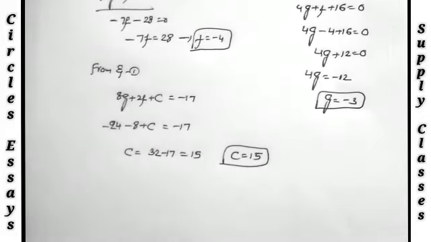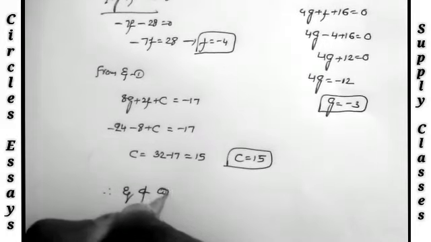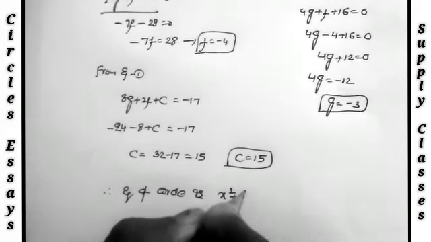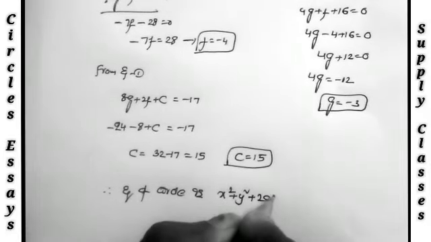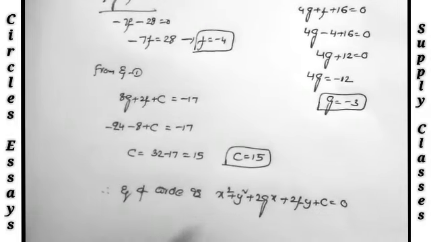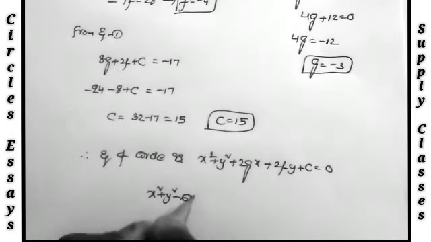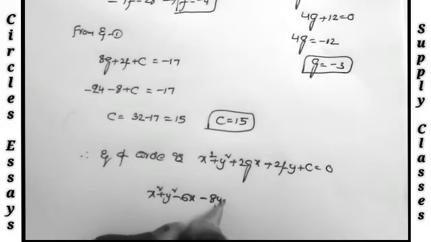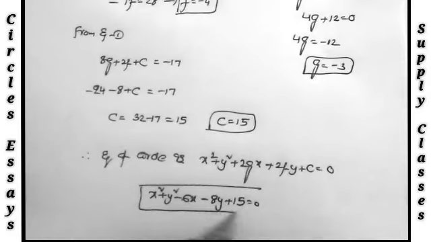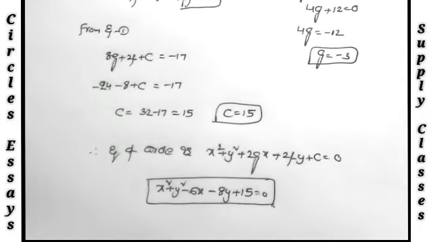Now substituting the values in the circle equation, therefore the equation of the required circle is x square plus y square plus 2gx plus 2fy plus c is equal to 0. Okay. Now substituting the values, therefore the answer is x square plus y square, 2 into minus 3 is minus 6x, 2 into minus 4 is minus 8y, plus 15 is equal to 0. That's all. This is the answer. Okay, do you all understand? This is a very important essay question. Most important sum. Okay.